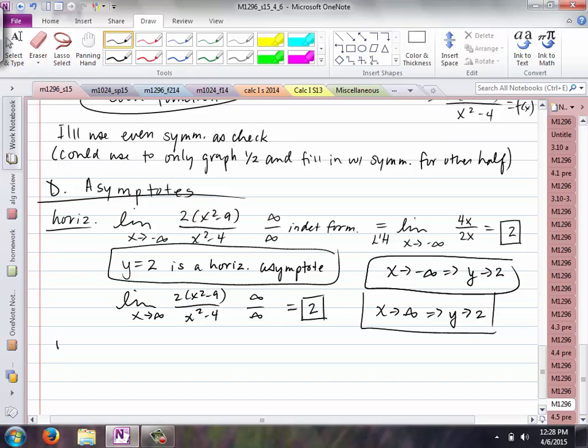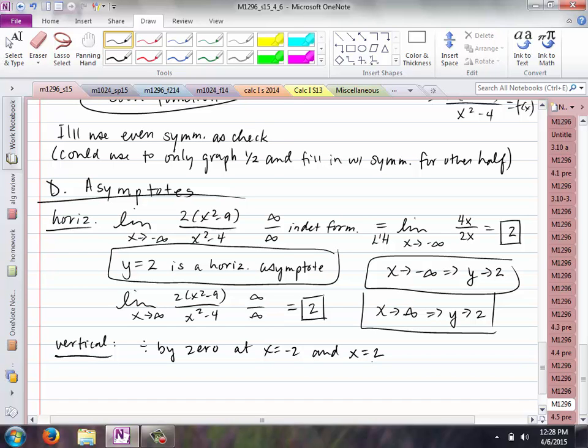Okay, we've got about a page of verticals. The verticals are kind of a pain for this one. The tip I gave you in the guidelines was to see where you had division by 0, and we pretty much did that in the domain. So we had division by 0 at x equals negative 2 and x equals 2, right? Any place you had that going on, you've got to check from the left and the right.